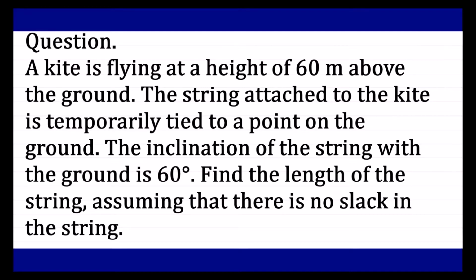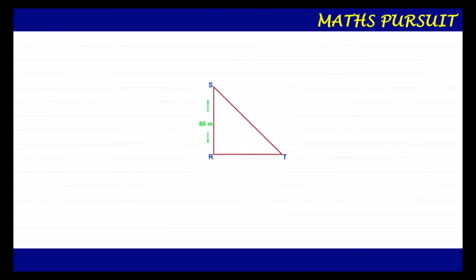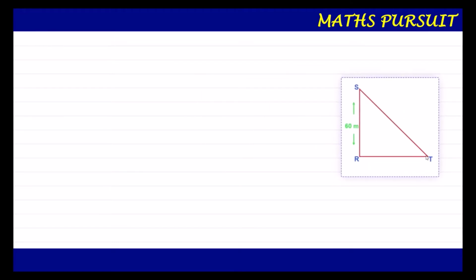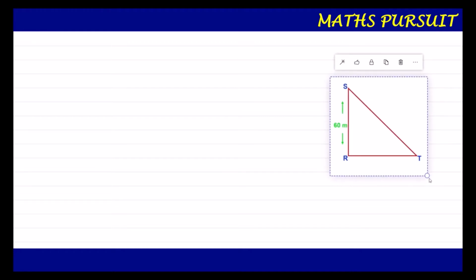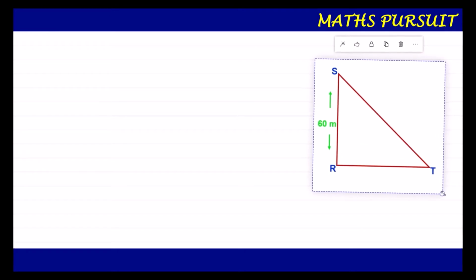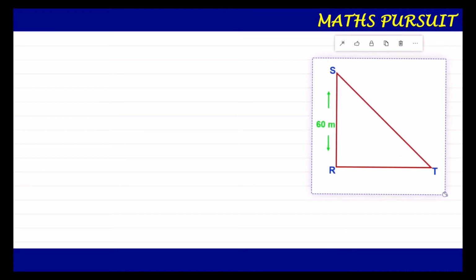The question asks us to find the length of the string assuming that there is no slack in the string. So for this type of question, definitely we need to draw a diagram. So let us draw a diagram here. I have drawn a diagram like this. It should be a right triangle. Most of the trigonometric problems are of right angle triangles, so it would be easy for us to understand and move ahead, because most of these questions are related to the right angle triangle. Trigonometry deals with right angle triangles only.